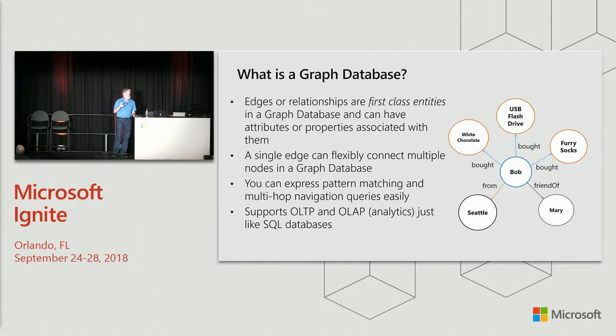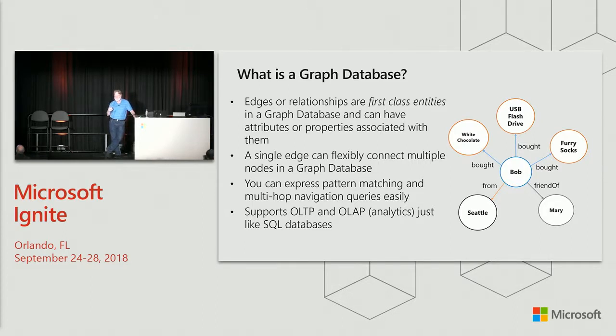The other thing that's interesting is that an edge can flexibly connect multiple different nodes in a graph database. So you might have nodes for products, houses, different classes of things, and the same bought edge could connect a person to a house, and a person to a product, a person to something else. So it doesn't have to be the same node type on either end of the edge, unless you add constraints, which we'll talk about a bit later.